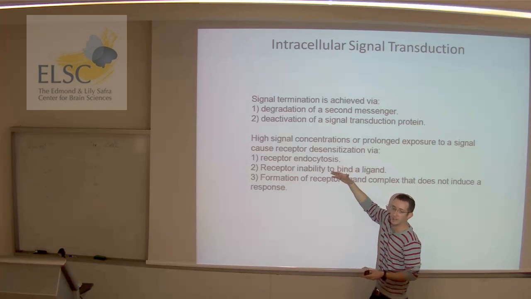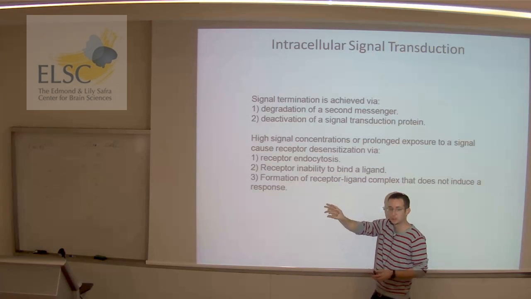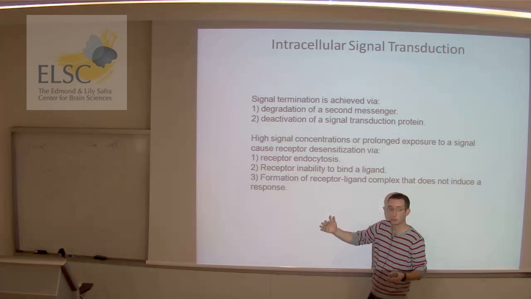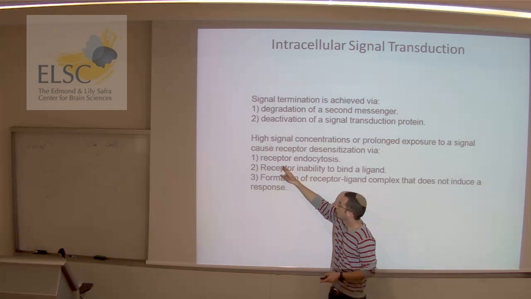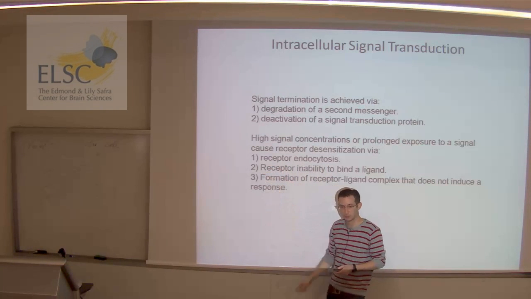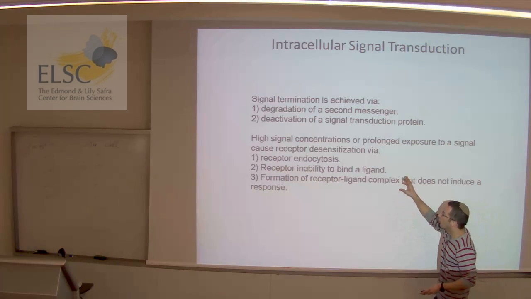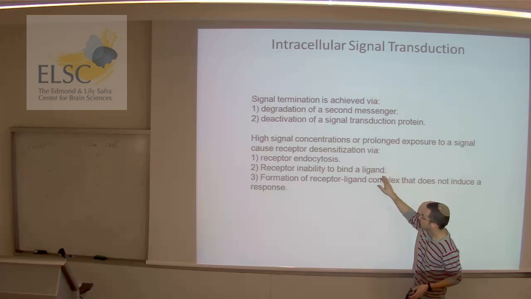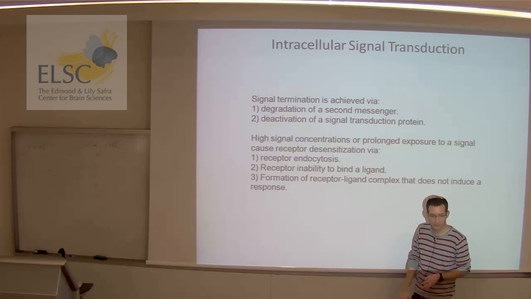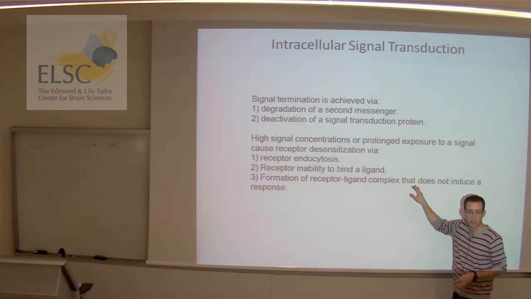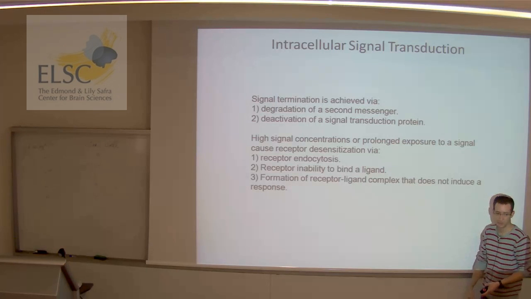And if you stimulate the cell strongly enough, exposing it to the ligand, to a hormone for instance, long enough, then other things will happen to the receptor. For instance, we can have internalization of the receptor, just removal of it from the plasma membrane, or change it conformationally so that it cannot bind a ligand, or change it conformationally so it binds a ligand but cannot induce the downstream effect. It cannot activate the G protein, for instance.